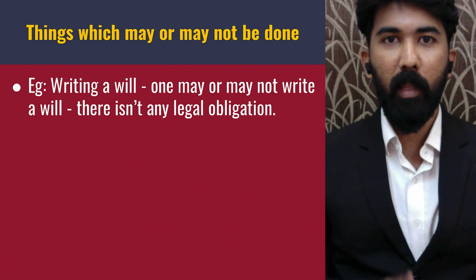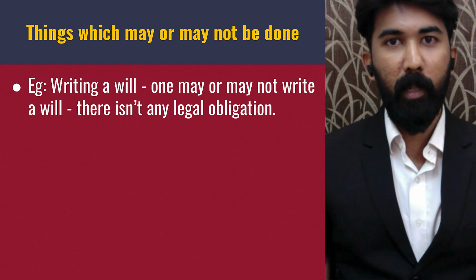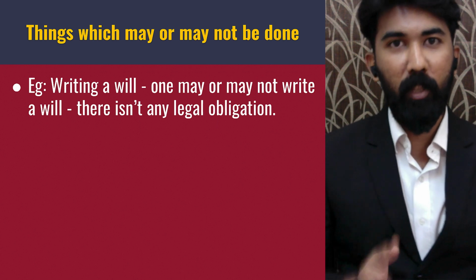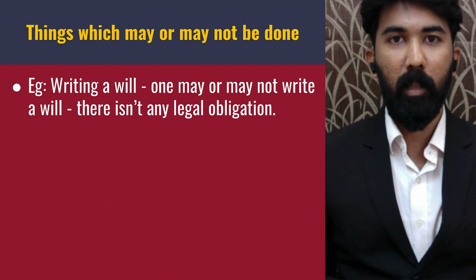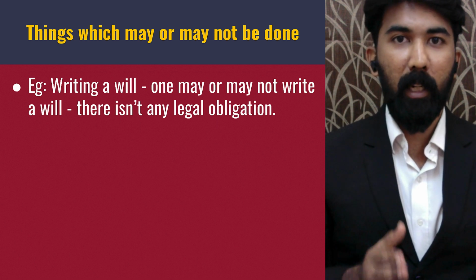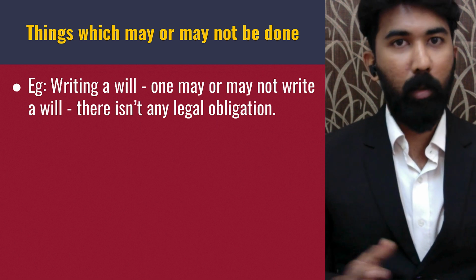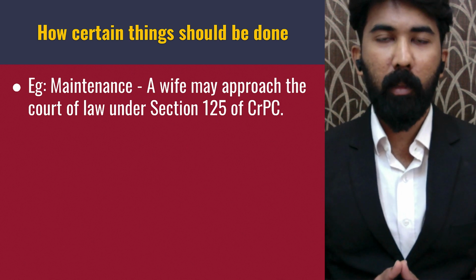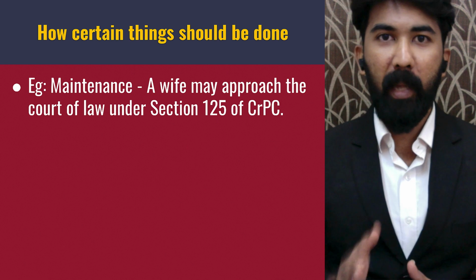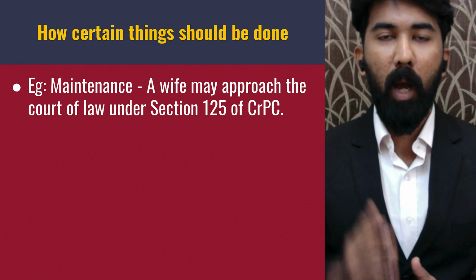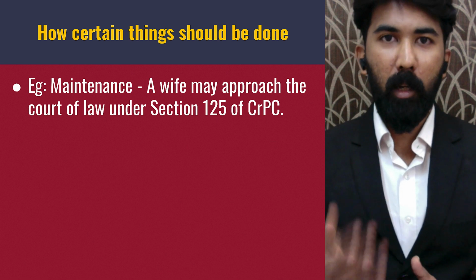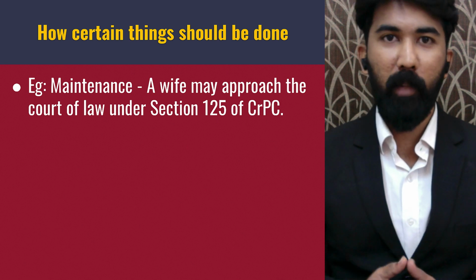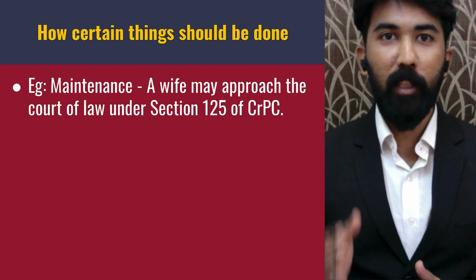And third, things which may be done or may not be done. For instance, writing a will. It is not a legal obligation on every citizen of a country to write a will, isn't it? So it is something that a person may choose or may not choose to do. And fourth, how certain things are to be done. Let's say a husband doesn't pay maintenance to his wife. So how is she supposed to get the relief? She has to file a petition under CrPC section 125. That is how certain things are to be done.